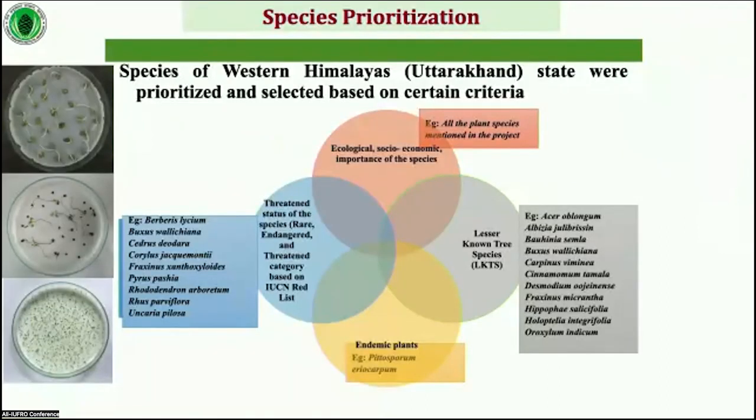For the program, the species were prioritized and selected on certain criteria like their ecological and socio-economic importance, threat perceptions on the population of the species, the lesser known status, and endemic species to the region, some of them like Pictosporum eriocarpum and Butia pellita, which have highly restricted distribution and only few individuals remain in nature.